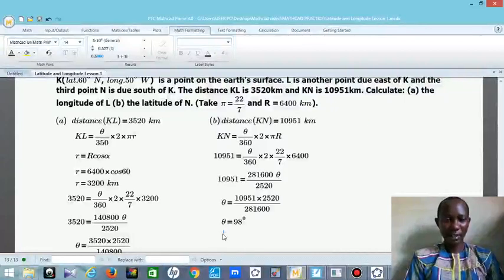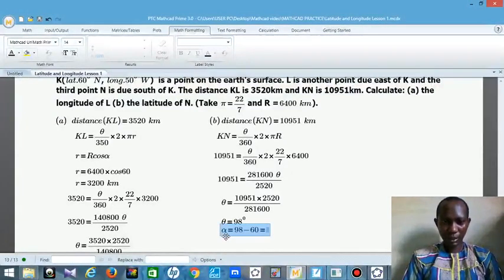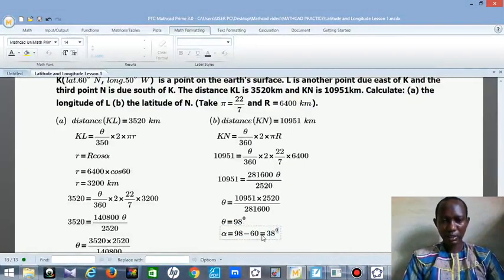So finally, our alpha will be equal to 98 minus 60. What will it give us? Let's subtract. 98 minus 60 will give us 38 degrees. So 38 degrees south.